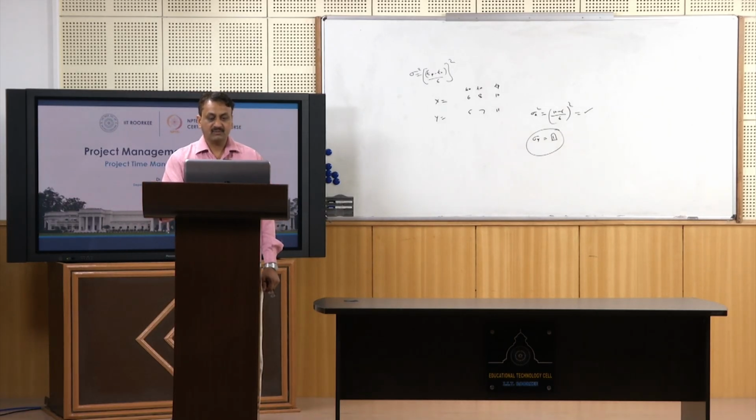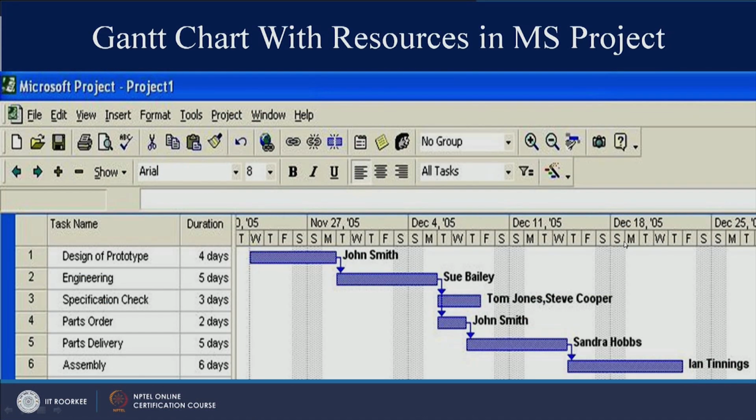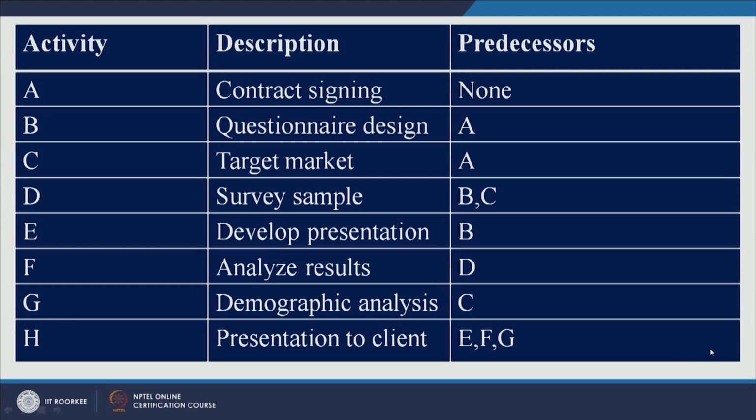Now, assembly, right, assembly is taking 6 days. So, this is Thursday, Friday, 2 days here, then Monday, Tuesday, Wednesday and Thursday. So, total 6 days, and Ian is responsible for this particular activity, right.